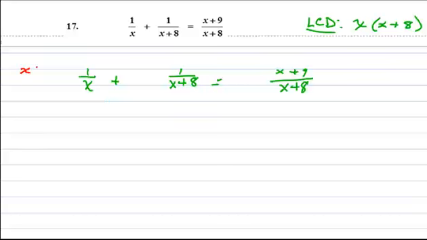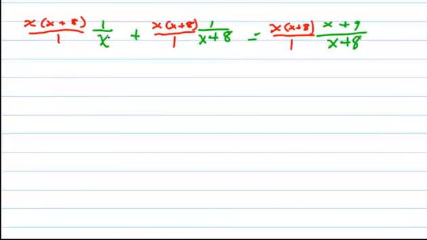So x times x plus 8. And I'm going to put it over 1 since I'm multiplying by a fraction. x times x plus 8. And again, we're multiplying by a fraction, so we'll put it over 1. And now we're going to cancel common factors. So in this first term, we have x, and we are left with x plus 8 times 1.